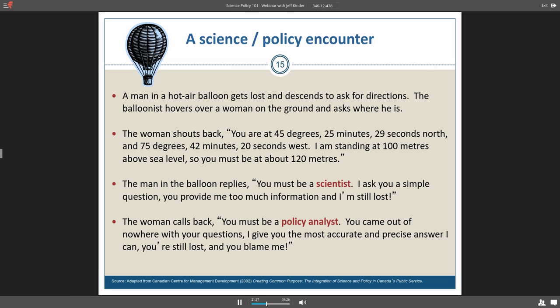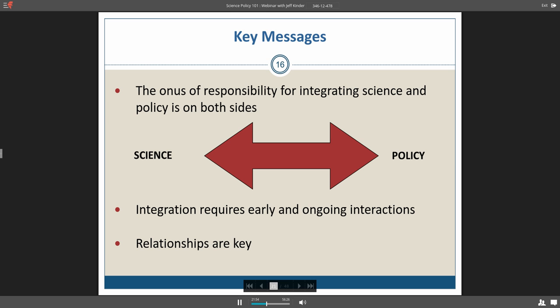To which the woman responds, well, you must be a policy analyst. You came out of nowhere with your questions. I give you the most accurate and precise answer I can. You're still lost, and yet you blame me. So I think it speaks to some of the barriers that we need to overcome. So let's explore that a little bit.